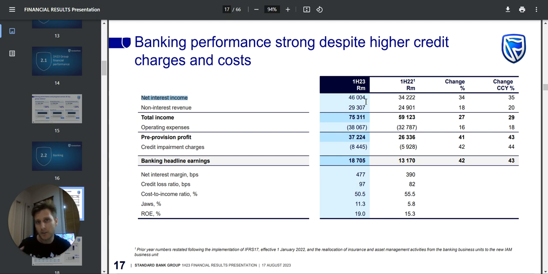So the liabilities are the depositors' money. So the depositors that are keeping their money in the bank and earning interest. It's the difference between what it's lending out and paying the depositors. We call that the net interest income.